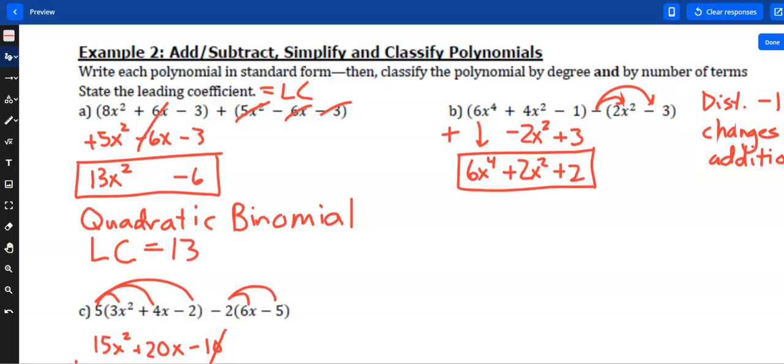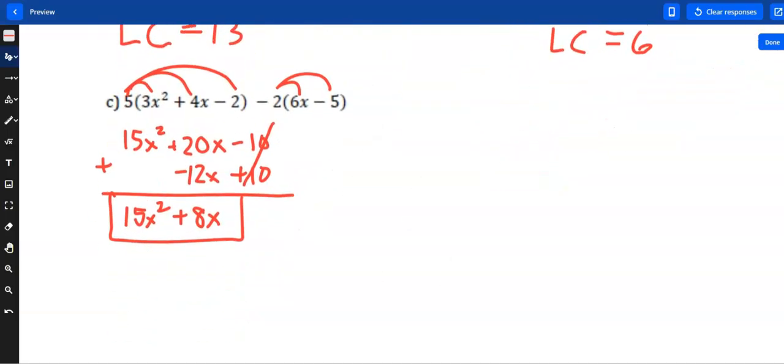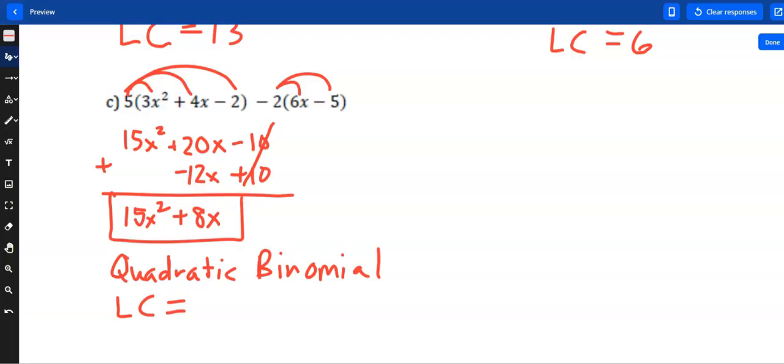Next one over. Okay, so this is a quartic trinomial. And leading coefficient 6. And the last one is a quadratic binomial. Leading coefficient 15. Sorry I didn't do that earlier. Now we can go to the next slide.